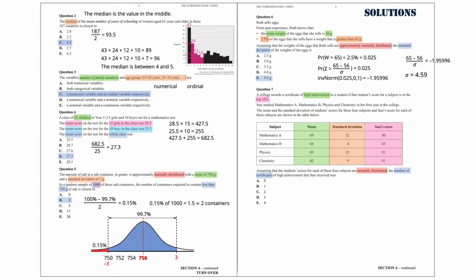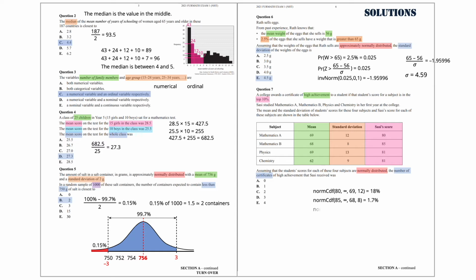Let's see where Ceci's scores are. For Mathematics A, we calculate normal CDF from 80 to infinity when the mean is 69 and the standard deviation is 12. And that is 18%, which means that Ceci's score is in the top 18%. We are going to calculate the same for Mathematics B. Ceci's score is in the top 1.7% for this subject, so she's going to get 1 certificate here.